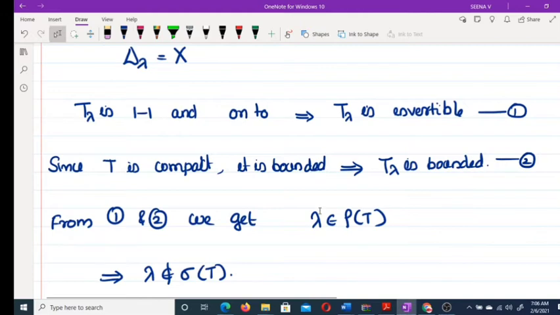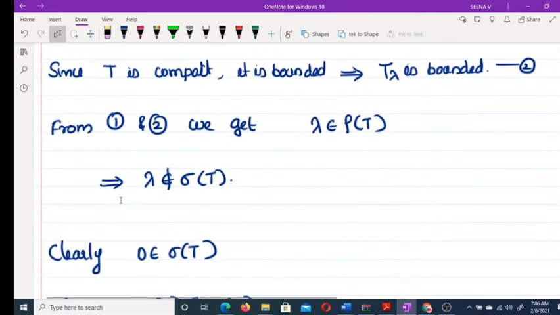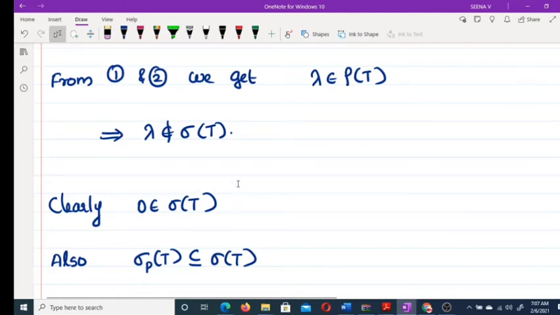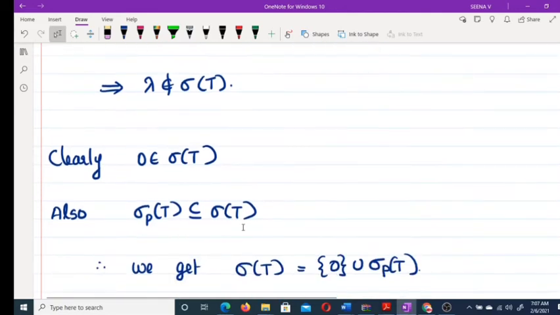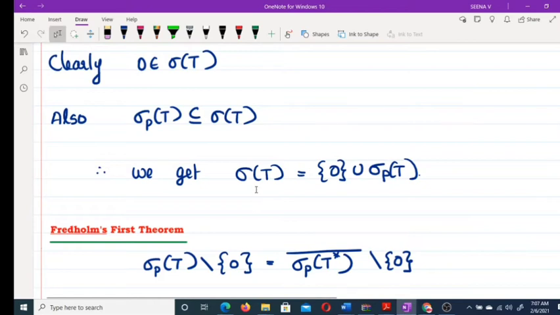This implies lambda belongs to rho of T. This implies lambda does not belong to sigma T. Clearly 0 belongs to sigma T and sigma_p(T) is contained in sigma T. Thus we get sigma T equal to {0} union sigma_p(T).